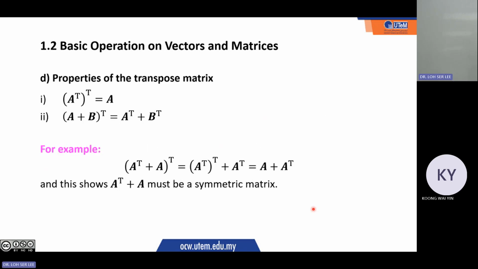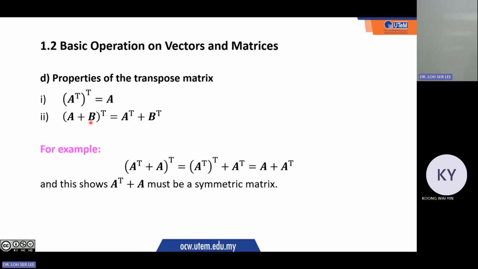Now we look at the properties of the transpose matrix. When we transpose a matrix A and then transpose it once again, we get back the original matrix A. This is the first property. The second property is that when you have A plus B and then transpose, we can write it this way. They are equal.